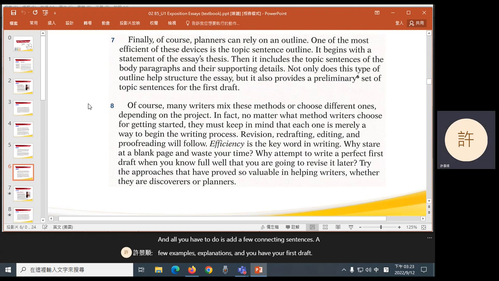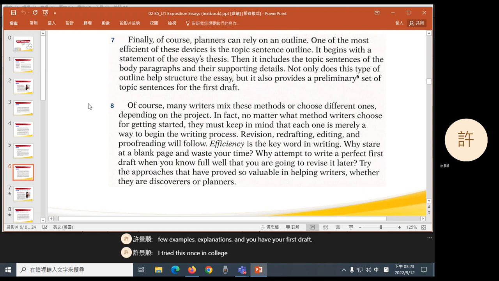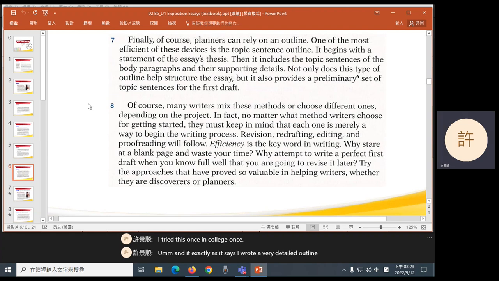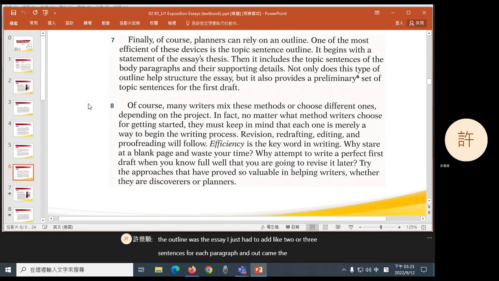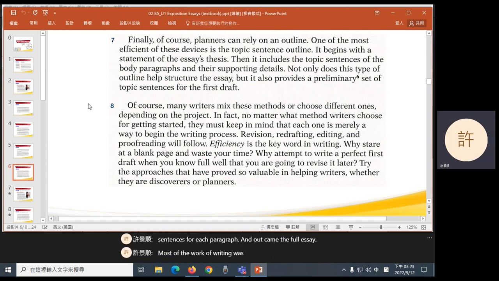I tried this once in college, once. And it, exactly as it says, I wrote a very detailed outline. And when I wanted to start to write the essay, I realized that the outline was the essay. I just had to add like two or three sentences for each paragraph, and out came the full essay. Most of the work of writing was done for the outline.